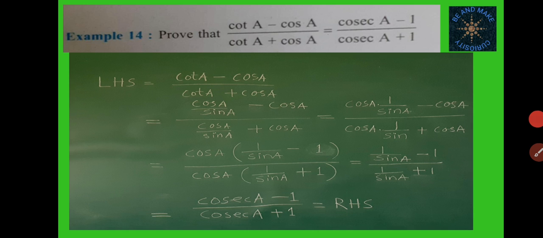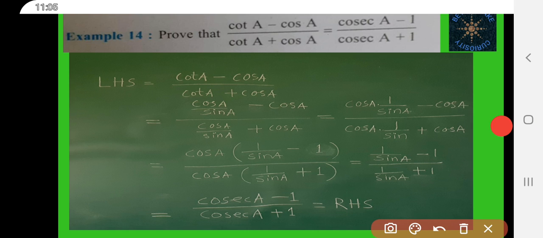Now example 14. Prove that cot A minus cos A by cot A plus cos A is equal to cosec A minus 1 by cosec A plus 1. This left hand side is equal to right hand side, we have to show. Okay.